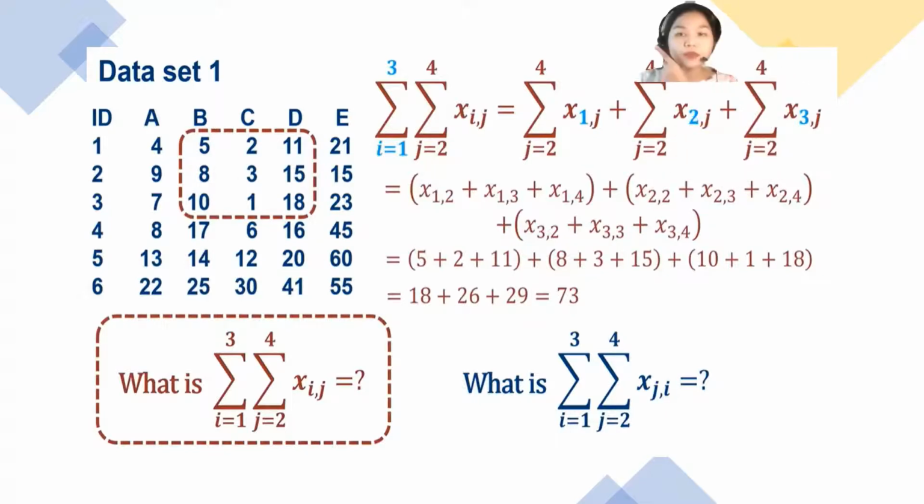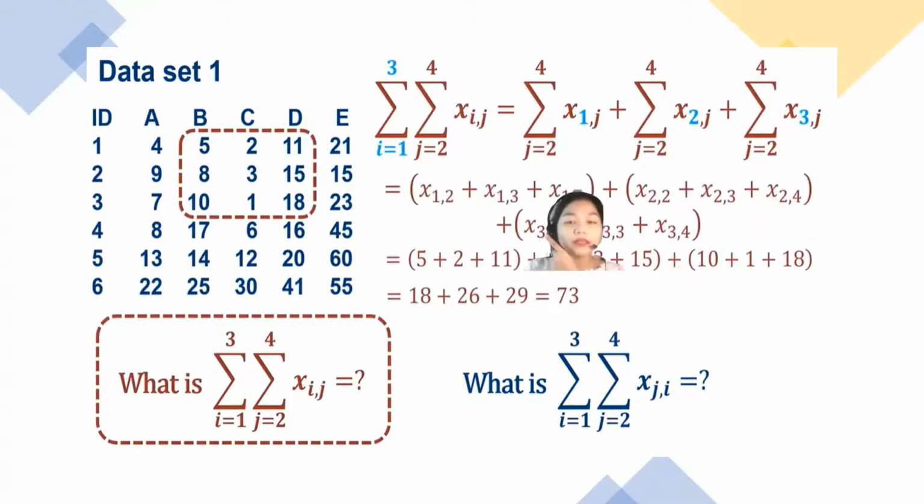Summation of x2j as j goes from 2 to 4, the expanded form is x row 2, column 2. Ito po yung 8. X row 2, column 3. At saka x row 2, column 4. Yung last po na summation natin is summation of x3, so, third row as j goes from 2 to 4. So, summation of first value is x row 3, column 2, x row 3, column 3, at saka x row 3, column 4. So, we know the positions.